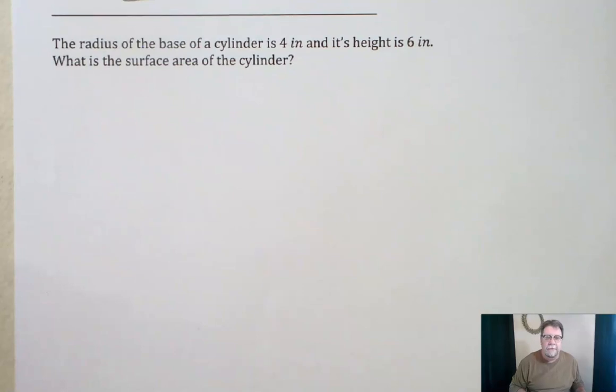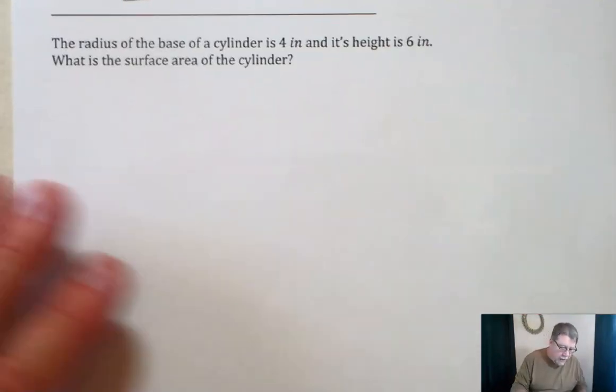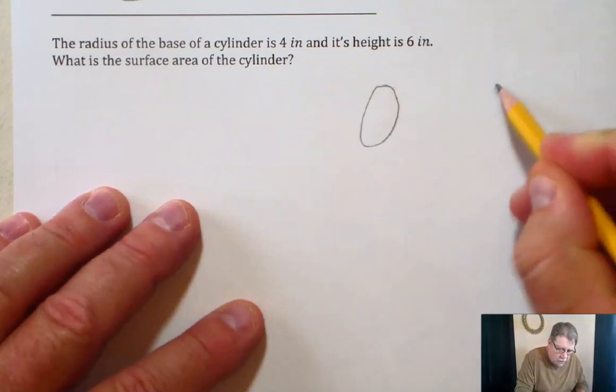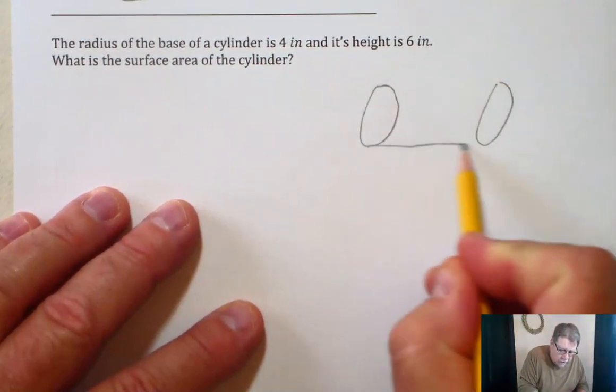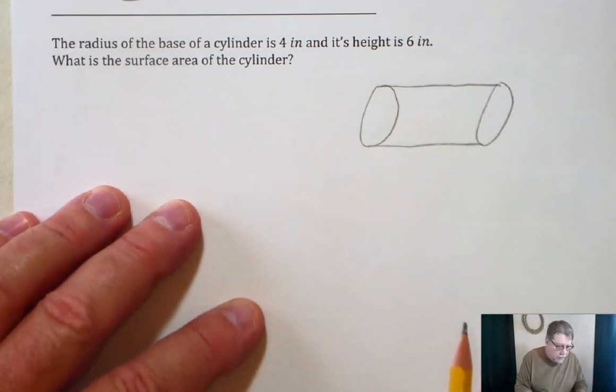Here's an example where we're going to find the surface area for a cylinder. We don't have a picture of the cylinder. We don't really need one, but I'm going to draw one anyway. So a cylinder is a circle and a circle at the other end, and then we connect it such as this. Not the prettiest circle in the world, but that is a cylinder.